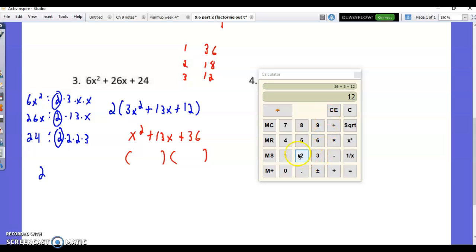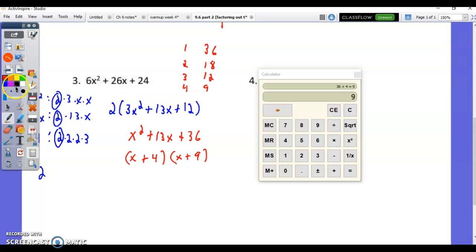So that was 3. Let's try 36 divided by 4. So we have 4 and 9. 9 and 4. Oh, look at that. 9, 10, 11, 12, 13. That's 13, right? So let's use the 9 and the 4. So plus 4 plus 9. And I'm using both positives because this middle term is positive.